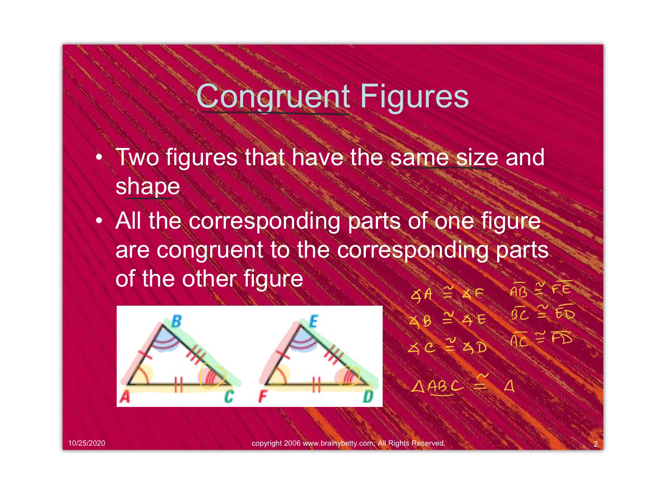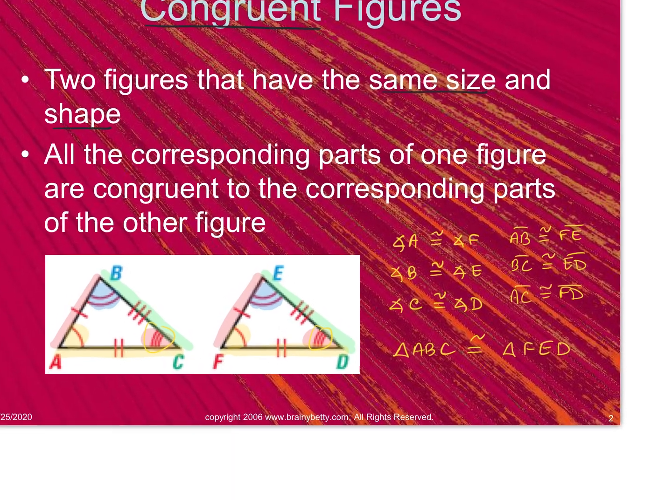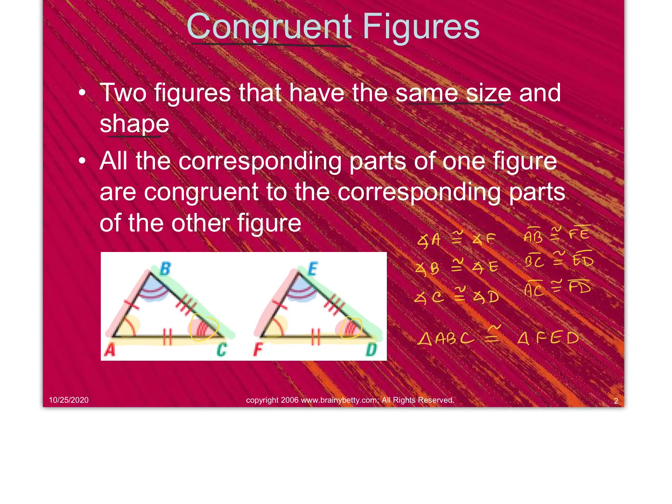Since A goes with F, I have to name it that way. The second letter here is B, and B goes with E. The third letter is C, and C goes with D. And so triangle ABC is congruent to triangle FED. And notice, even if I didn't have a drawing, if I just told you these two triangles were congruent, you would know what goes together, because if A is first, then A goes with F.